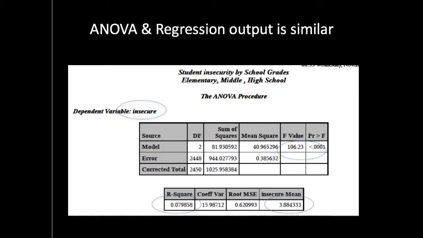So you would reject your null hypothesis and say there does seem to be a difference among the means, more than would be expected by chance. And just in case you want to know, the group mean for the entire group, all 3 of them put together, is 3.88.